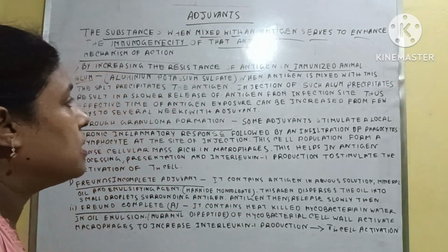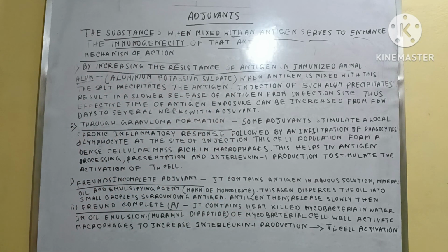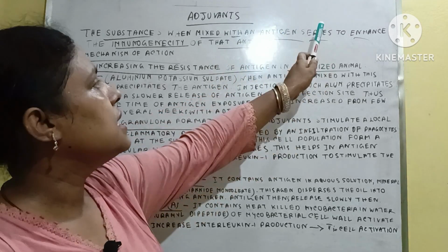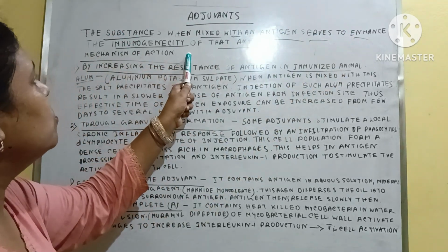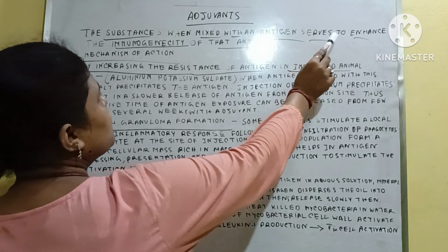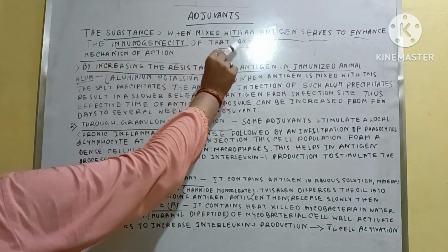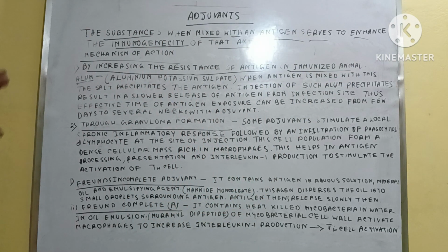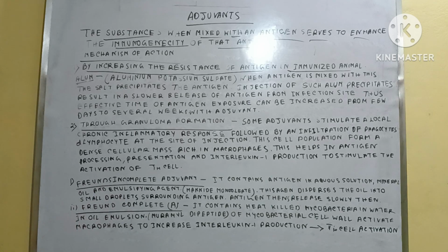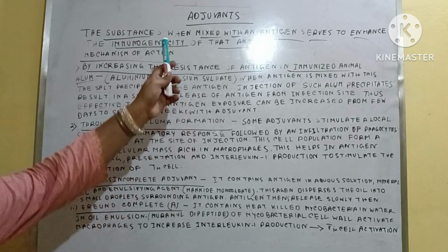So today's topic is adjuvants. What is an adjuvant? An adjuvant is a substance that, when mixed with an antigen, serves to enhance the immunogenicity of that antigen. What is its function? It enhances the immunogenicity of the antigen. If we mix some substance with the antigen and inject it into the host body, this effect occurs.